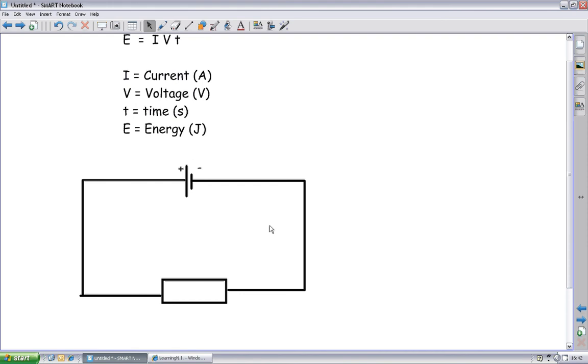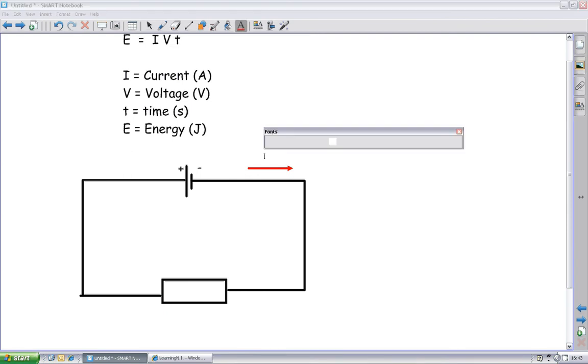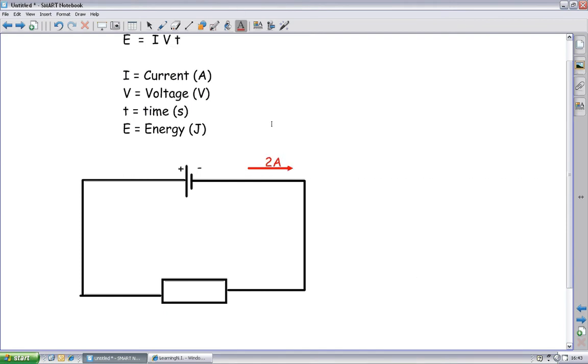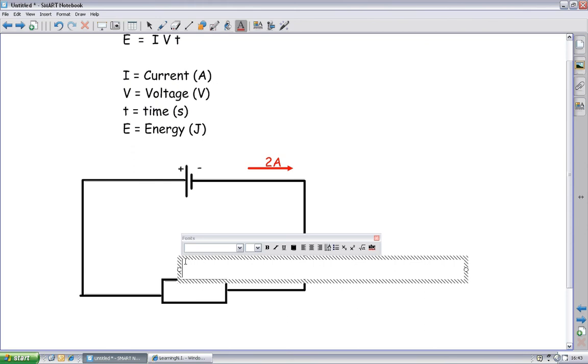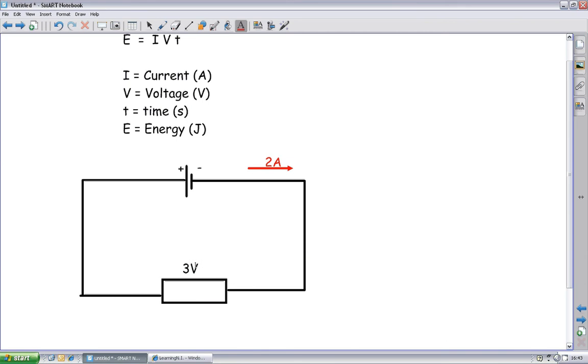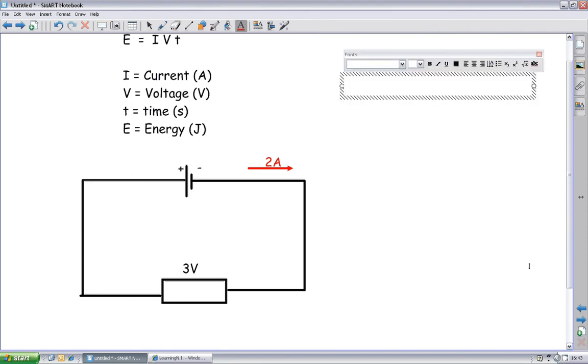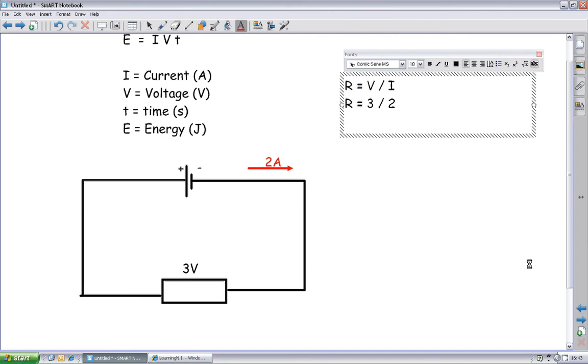All good? Now let's say that flowing around this circuit we have a current of 2 amps. And the voltage being used by this particular resistor is going to be whatever the battery is, so let's call it a 3 volt cell. So we've got 2 amps and 3 volts going around there. Now there are a few things I can do straight off. I can find the resistance of my resistor: R is equal to V divided by I. So the resistance is equal to 3 over 2. So R is equal to 1.5 ohms.